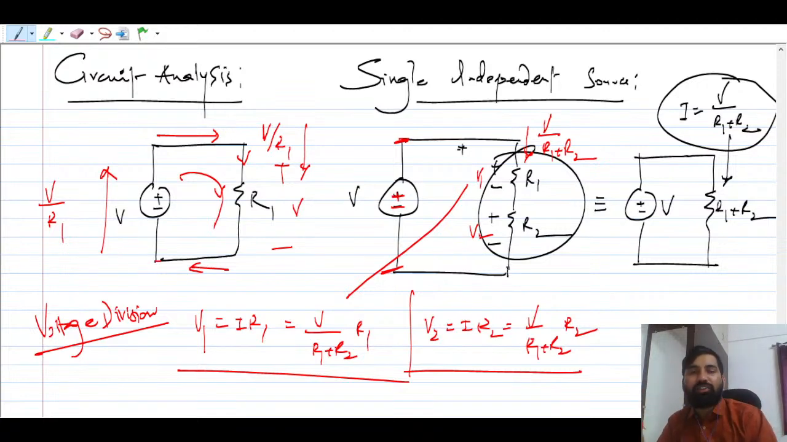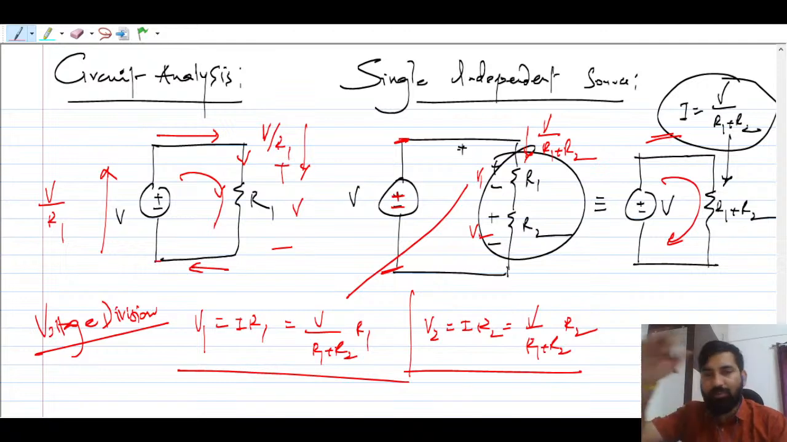When there is a single source, you can directly use the voltage divider formula. I hope this makes sense. You just move around this and you can find out the current here, that is V by R1. And this current will circulate in the loop. So I think this is clear.